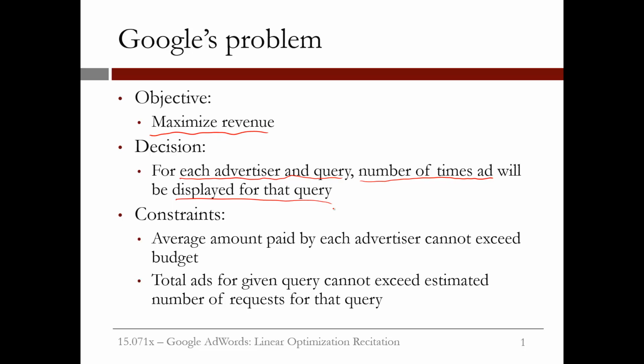Our constraints are of two types. Our first constraint is that the average amount paid by each advertiser, based on the number of times Google displays their ad for each query, cannot exceed the budget of that advertiser. Our second constraint is that the total number of ads we display for a query cannot exceed our estimate of the number of requests that we expect to see for that query.